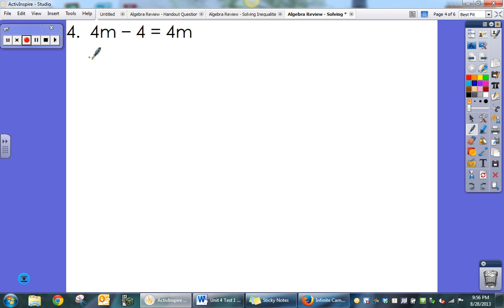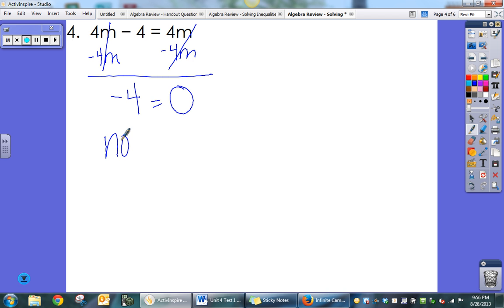Here I'm in the same situation, so I'm just going to subtract 4m from one side to the other. Those cancel, I get negative 4 equals, and these cancel. So I get negative 4 equals 0. And that is not a true statement. So my answer is no solution.